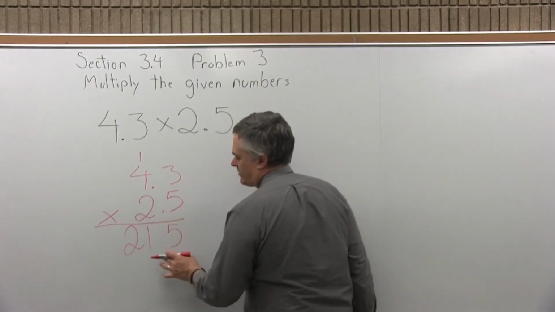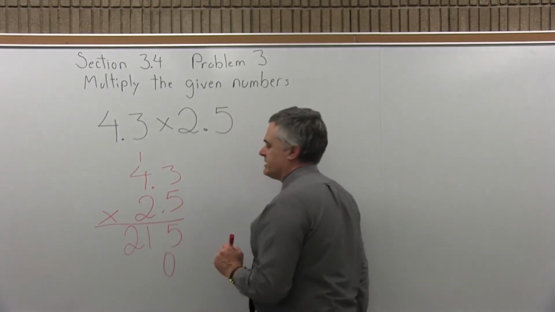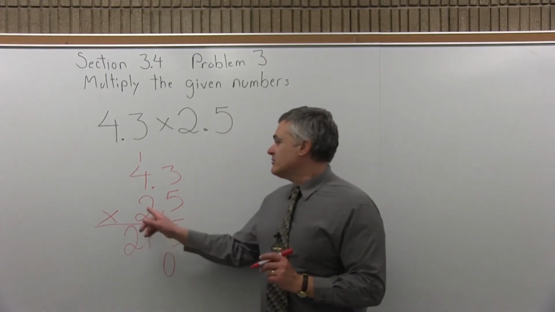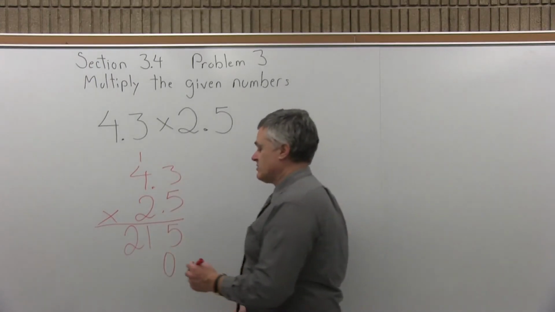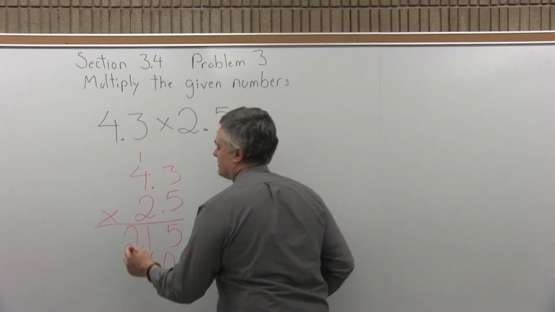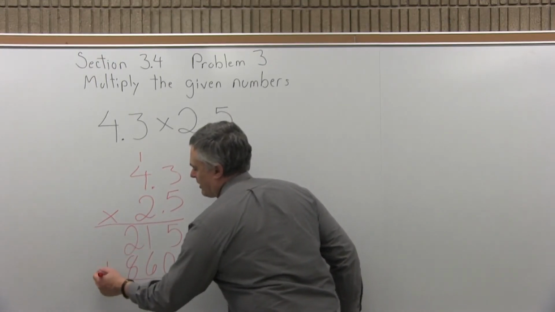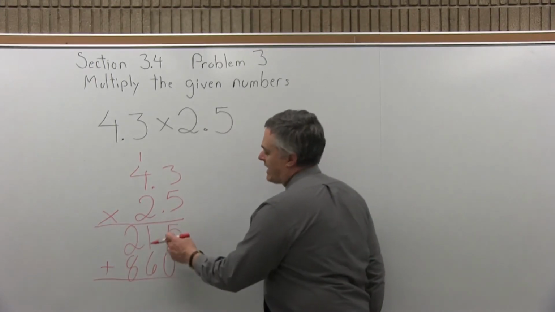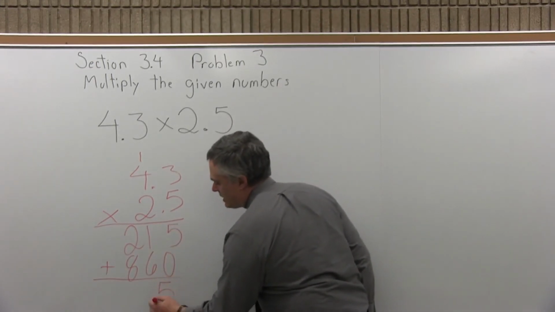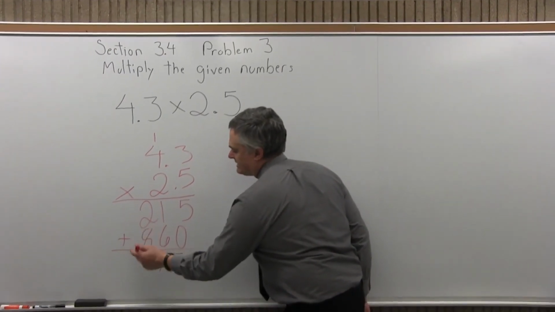Now, when you move down, you have to slide over to the left by 1 spot. You can put in a 0 to hold your place if you like. And now 2 times 3 is 6. Next, 2 times 4 is 8. Then I will add 5 plus 0 is 5. 1 plus 6 is 7. 2 plus 8 is 10.